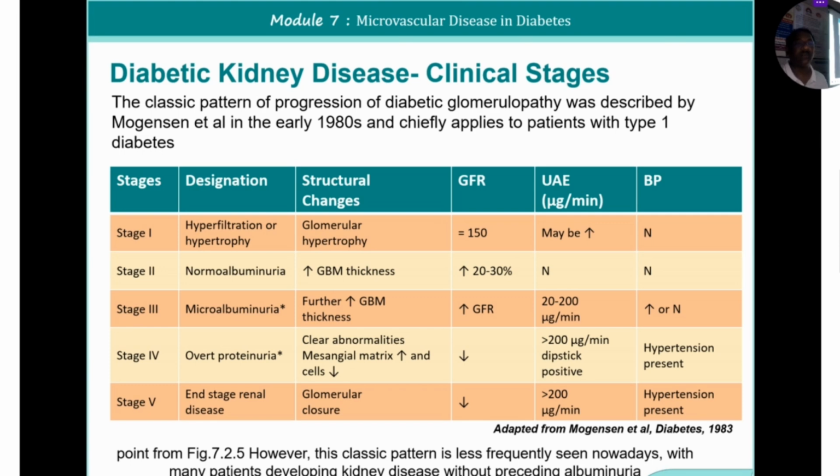See what is here. In stage 1, there will be hyperfiltration and hypertrophy. Stage 2, normoalbuminuria. Stage 3, microalbuminuria. Stage 4, overt proteinuria. Most of the people are asymptomatic, even at the level of overt proteinuria. So that means we are not diagnosing CKD in the early stages. By the time they are symptomatic, they are already in stage 5 or stage 4. So our duty is to pick up the people at the level of microalbuminuria or proteinuria. Then only can we arrest the progression or slow down the progression of the CKD population.